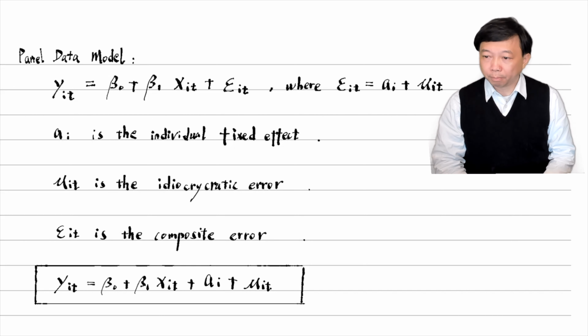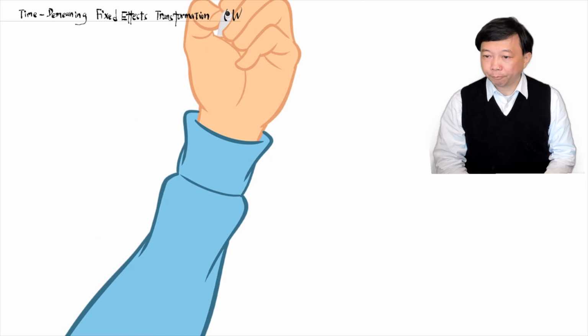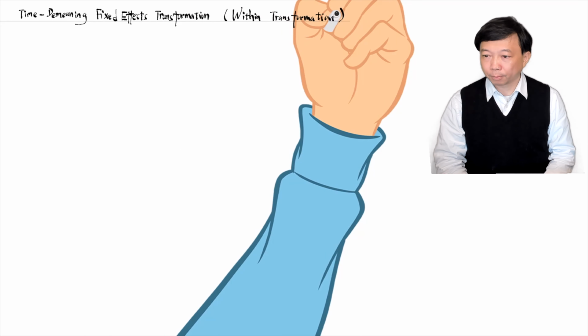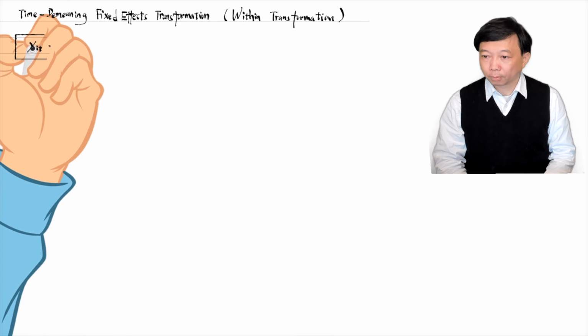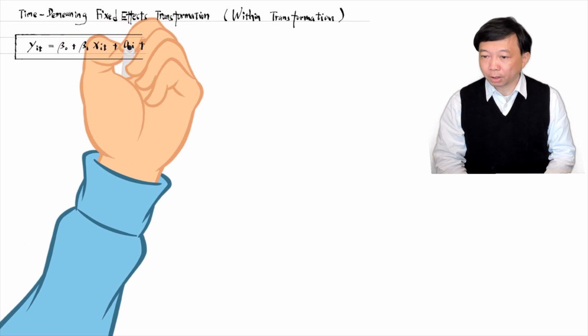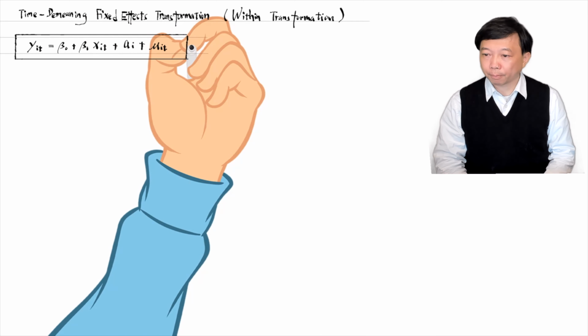There are four main panel data methods to estimate the coefficients consistently, even if the unobserved error component a_i is correlated with the explanatory variable x. The first one is called the time-demeaning fixed effects transformation. We consider a model with a single explanatory variable.